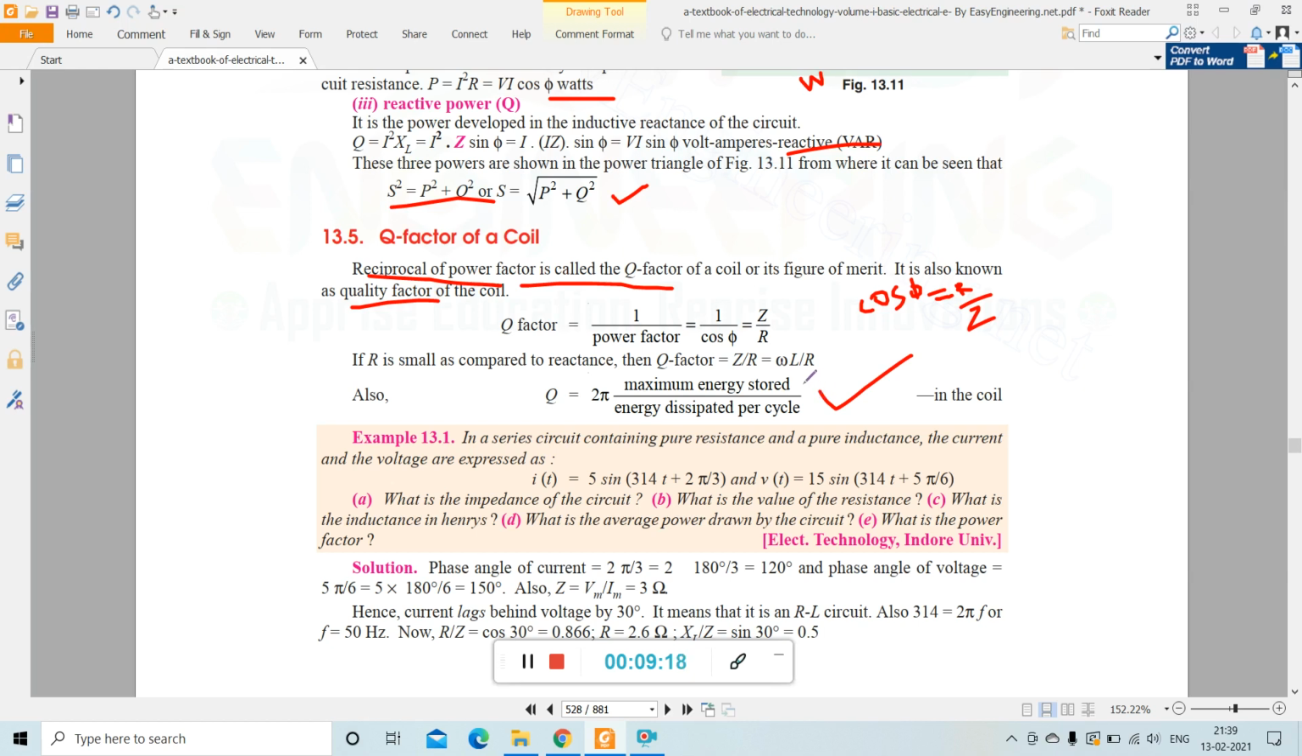Now we conclude. We deduced the expressions for active power, reactive power, apparent power, power factor and quality factor. By using all these relations, we can solve numericals in AC through R only circuit, AC through L only circuit, AC through C only circuit, AC through RL, RC, RLC series circuit, etc.